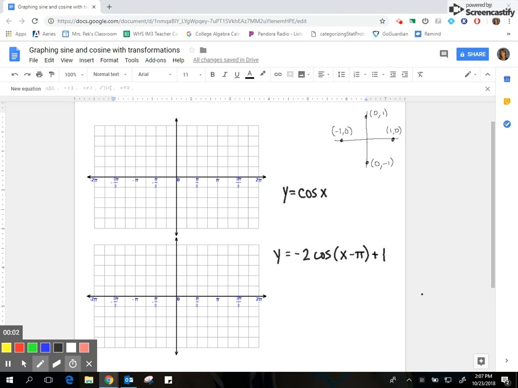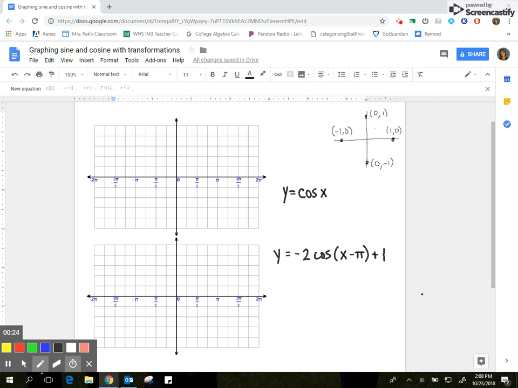Hi class. Today we're going to be looking at graphing the cosine function and then how to graph the cosine function with some transformations. We're not going to change the period of our cosine function. It's going to remain 2 pi for this example, but we are going to look at other transformations. So the first thing we want to look at is just our parent function for y equals the cosine of x.